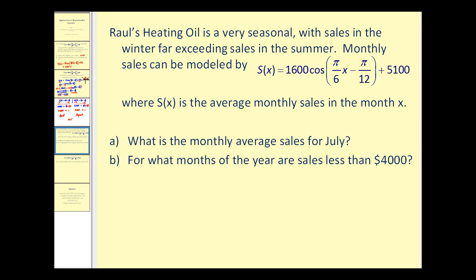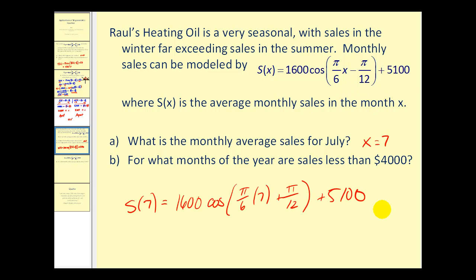Raoul's heating oil is very seasonal, with sales in the winter far exceeding sales in the summer. Monthly sales can be modeled by this function, where S of x is the average monthly sales in the month x, where x equals 1 is January, and so on. So the first question, what is the monthly average sales in July? Well, July is the 7th month, so we have x equals 7. So just as before, we'll just replace x with 7. We just did one like this, so I won't take the time to type it into the calculator. It comes out to approximately $3,554.52.